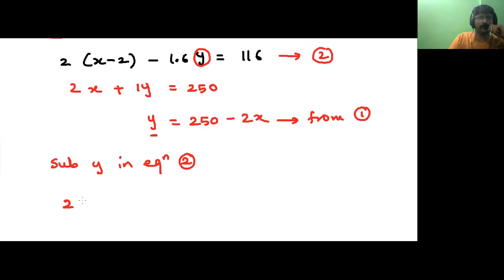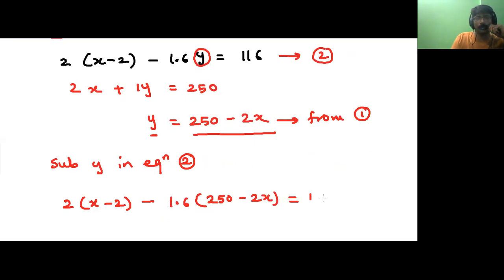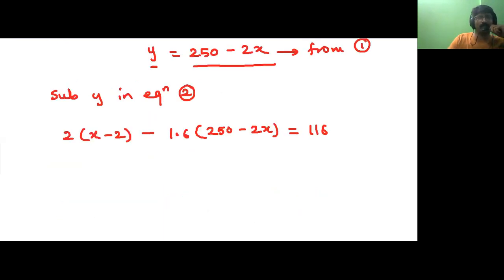2 into the bracket x minus 2. Now you're plugging it in, isn't it? So I'm just pasting this into equation number 2 very carefully. Minus 1.6, instead of writing y, I'll paste this, 250 minus 2x, is equal to 116. I hope students you are writing along with me. Now once you're done with this, open the brackets and you are done with the sorting part.